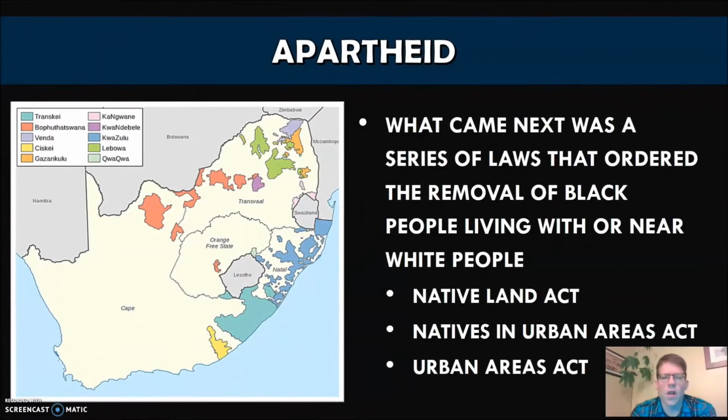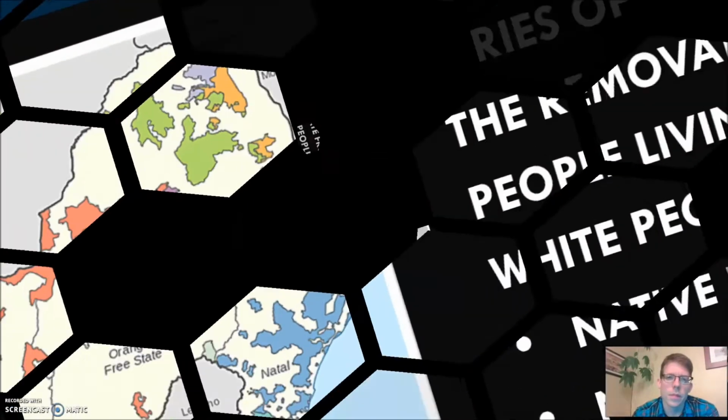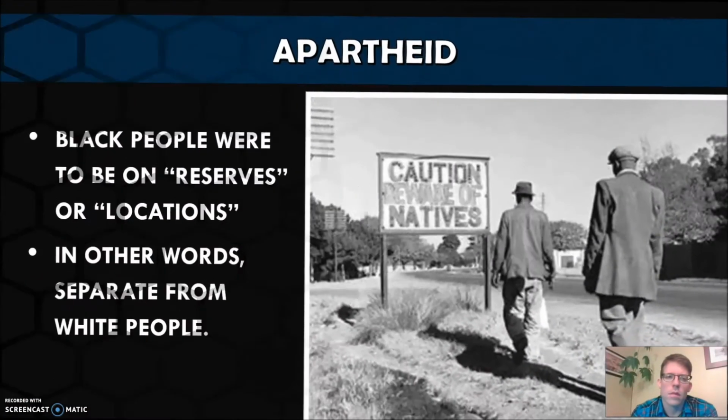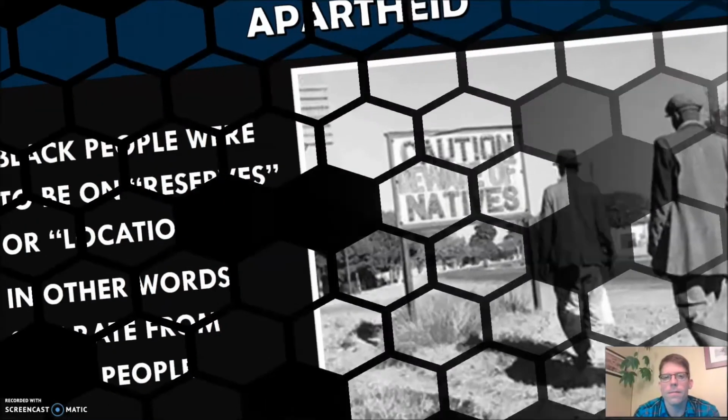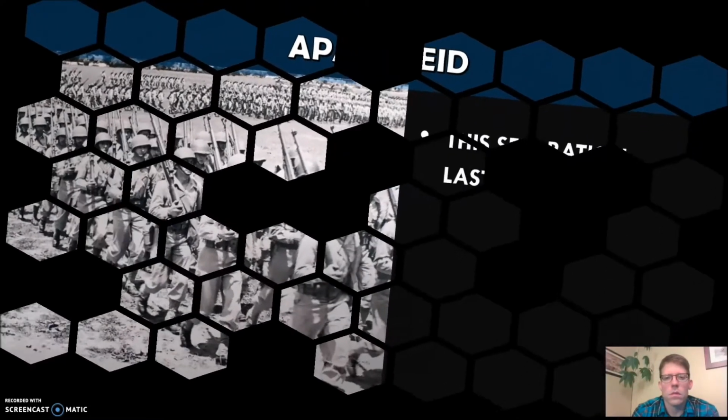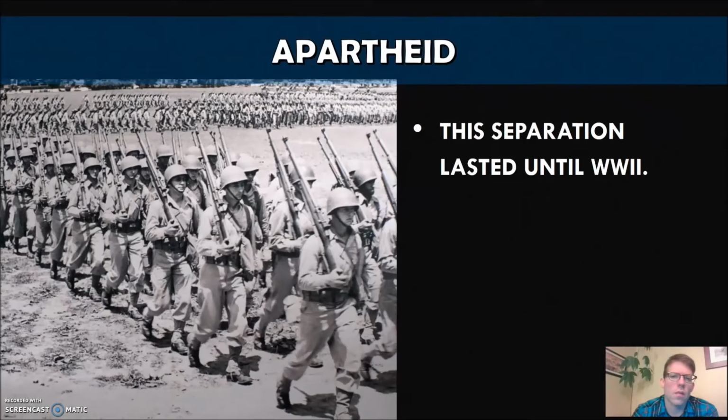What came next was a series of laws that ordered the removal of black people living with or living near white folks. So these laws were the Native Land Act, the Natives in Urban Areas Act, and the Urban Areas Act. They all sound pretty similar and they all did pretty similar things. They forced black people to move farther out into the colony away from white people. Black people were forced to live on what were called reserves or locations. In other words, this was forced segregation. And this lasted up until World War II.